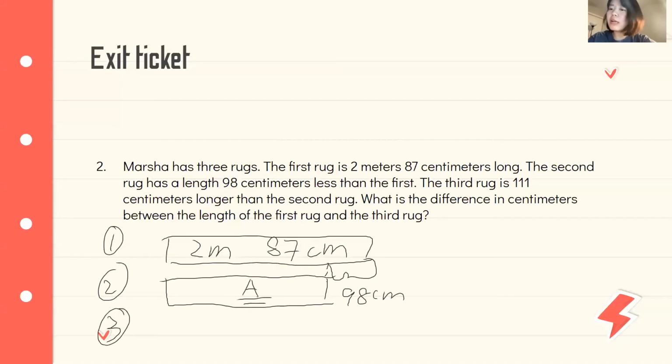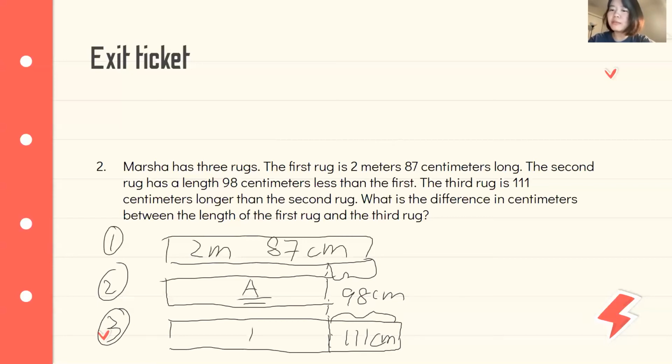And for the third rock, it says it is 111 centimeters longer than the second rock. So it's a little bit longer than the second one, and also a little bit longer than the first one. And this extra part, that is 111 centimeters. We don't know this part yet, so I will give a letter B. But as soon as we know the length for letter A, we will directly know the letter B. So I will just give this a letter A because they're equivalent.